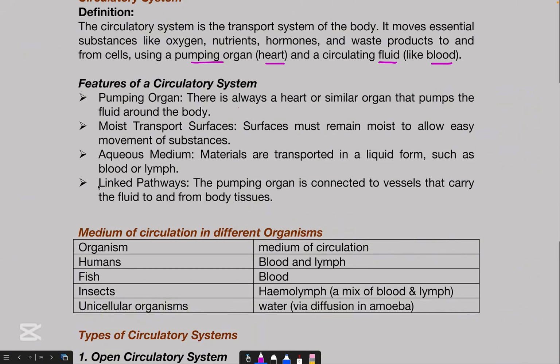Now, let us look at the medium of circulation in different organisms. More like, what do they use to circulate their substances? We have humans. Humans use blood and lymph as the medium of circulation. Fishes use blood. Insects use hemolymph, a mixture of blood and lymph. That is what we call hemo, blood, then lymph. Is that okay? That is what insects use. While unicellular organisms like amoeba use water via diffusion.